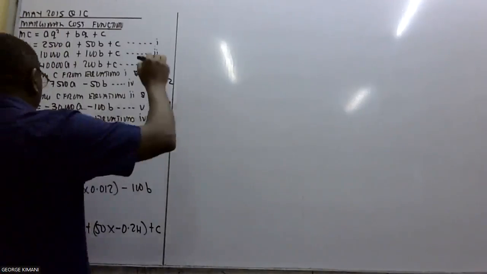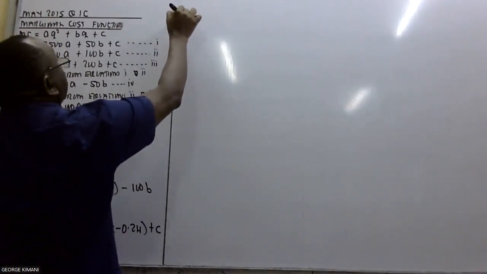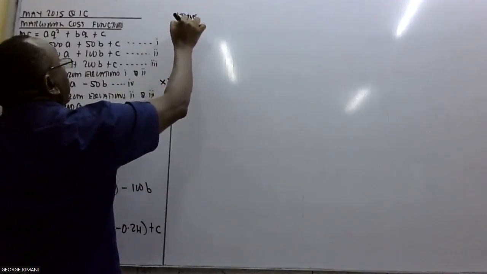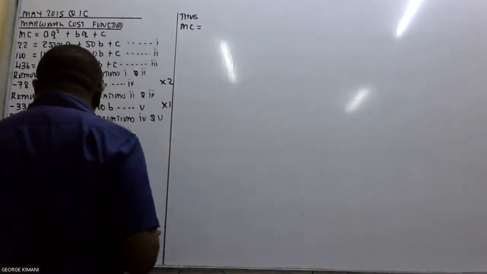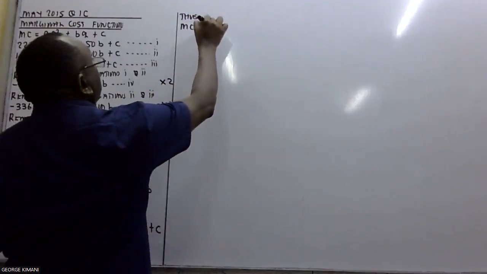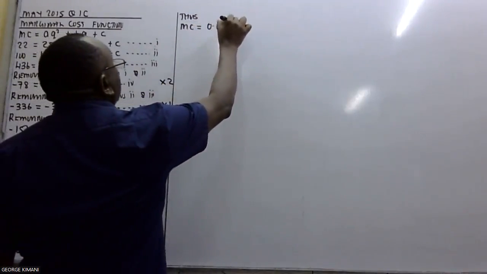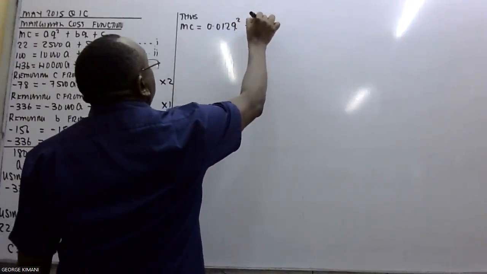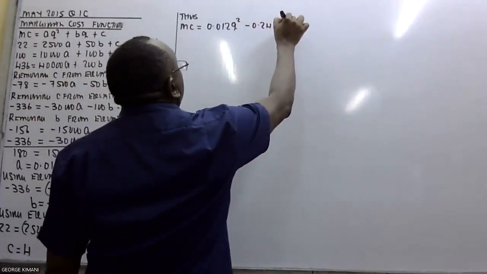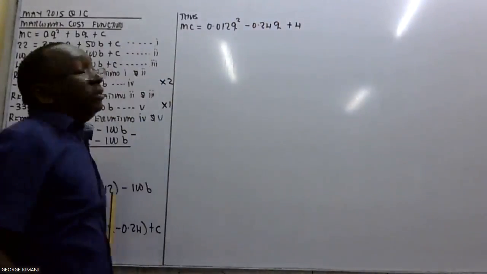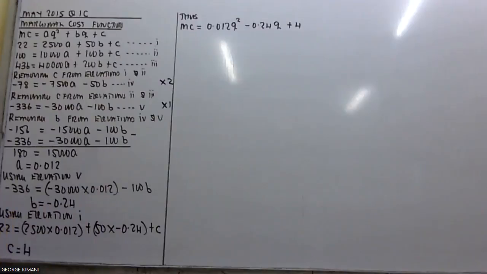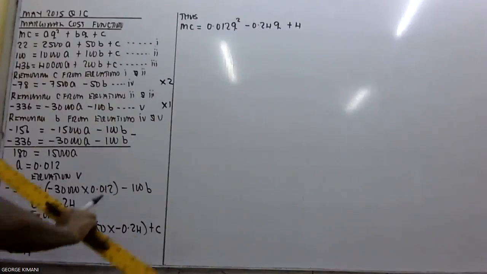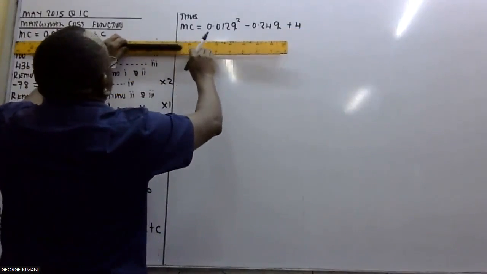So if C is 4, thus MC is 0.012 Q squared minus 0.24 Q plus 4. The next thing that you will need is called the total cost function.